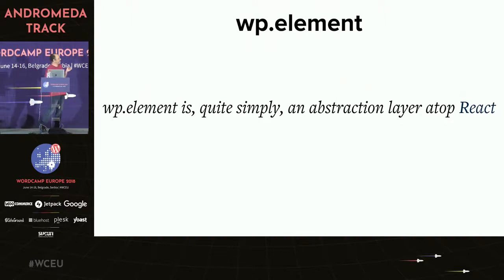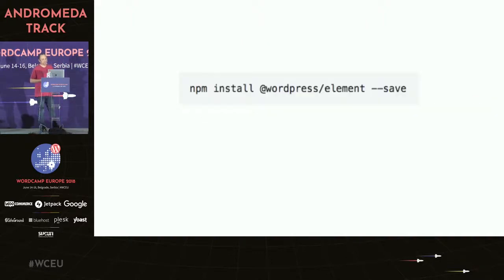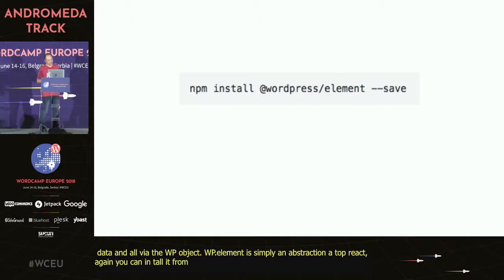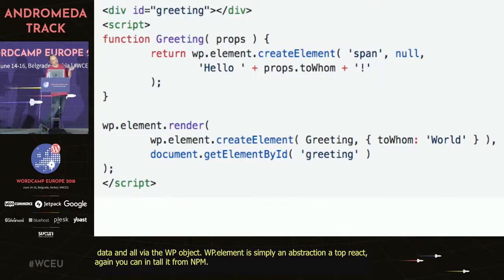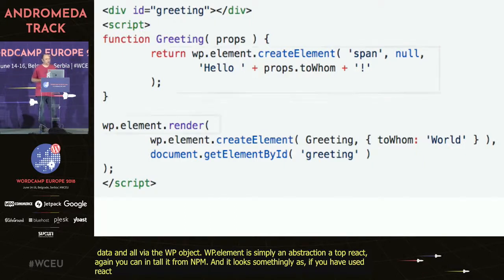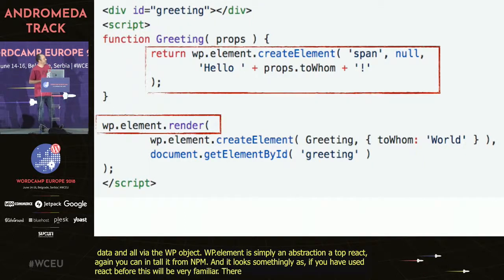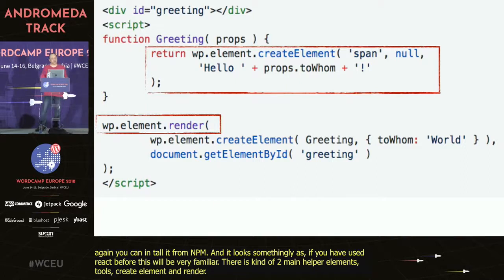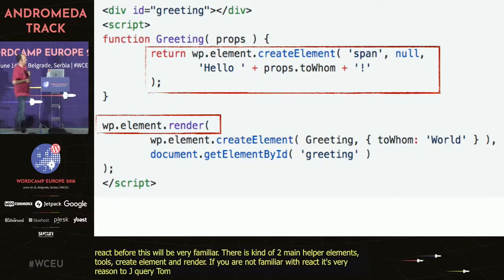WP element is simply an abstraction atop React. Again, you can install it from npm. And it looks something like this. If you've used React before, this will be very familiar. There are two main helper tools here, create element and render. If you're not familiar with React, this is very similar to using jQuery DOM construction and then rendering using HTML.